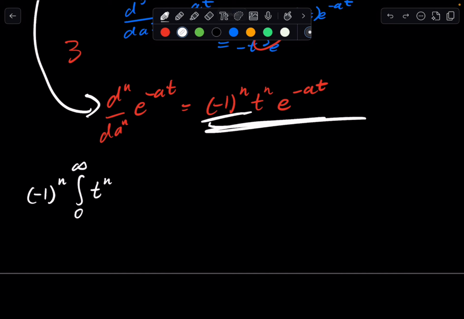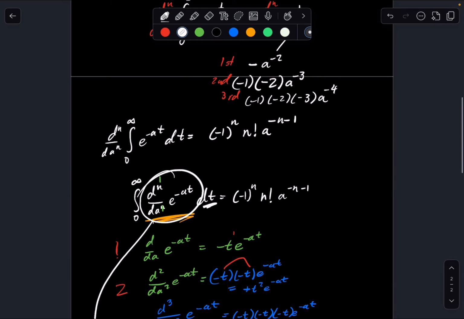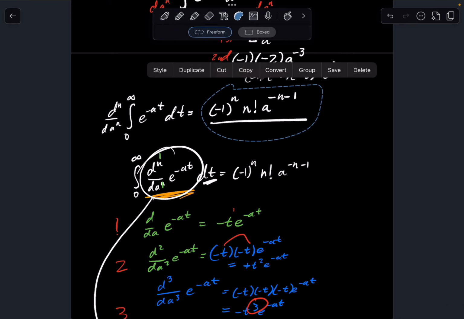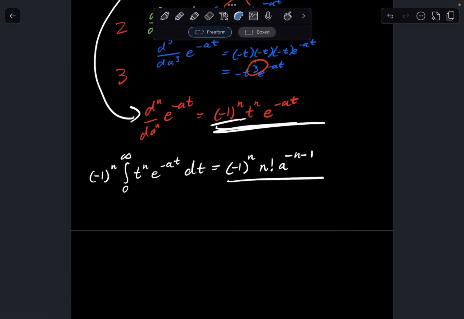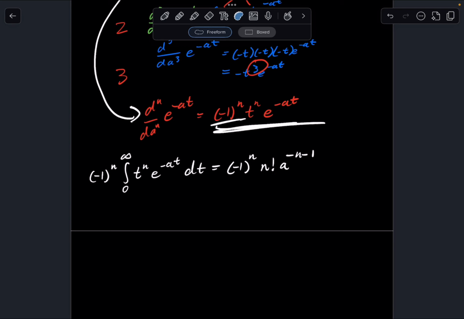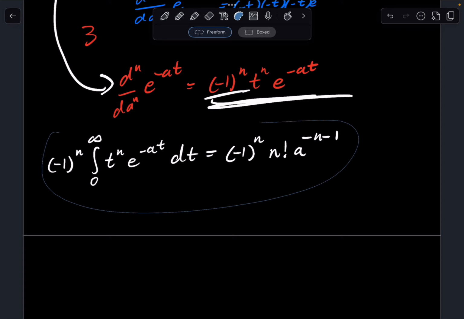Now, negative 1 to the n times the integral from 0 to infinity of t to the n e to the negative at dt is equal to what on the right-hand side? We have the same thing right here. So I will highlight this, and I'll just copy and paste, so you can see what we did here. This was what our right-hand side was equal to. So watch this now. This is going to be very cool.